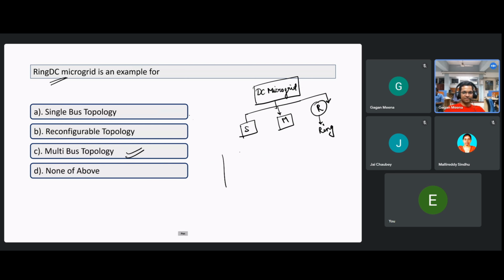In a ring, we can have several buses, and in between we can have loads and generation at different buses. So if we have a fault here, it can be isolated. Still, the loads can be fed from this generation or from that generation. So when a fault is there, the network is able to reconfigure itself to feed the loads by rerouting the flow.